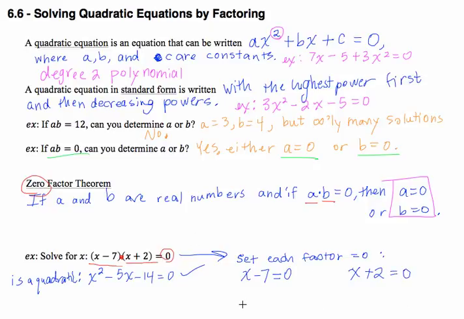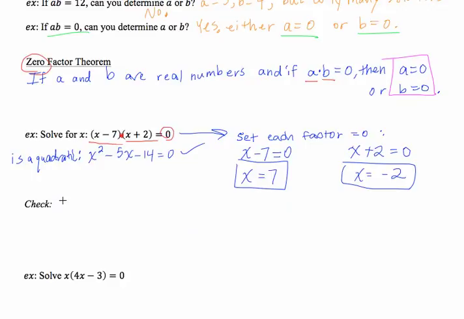So x minus 7 equals 0. Adding 7 to both sides, we get x equals 7. And subtracting 2 from both sides, we get x equals negative 2 over here. So those are the two solutions to this equation, because if x equals 7, let's check here. If x is equal to 7, if we plug that into the original equation, I want to see if it's true. We'd have 7 minus 7 times 7 plus 2. Does that equal 0? And the answer is yes, because this is 0 times 9, which is 0. So if x is 7, this equation is true.